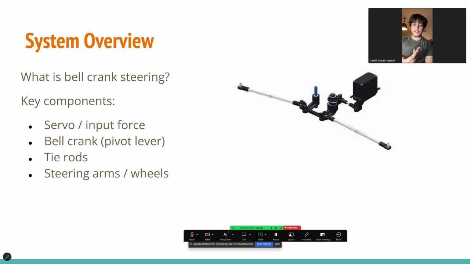When the servo rotates, it applies torque to the lever arm, which then pushes or pulls a linkage connected to the bell crank. The bell crank pivots about a fixed point and transfers this motion to the steering linkage, ultimately turning the wheels. The key advantage of the system is that it allows compact packaging while still achieving sufficient steering force and controlled motion.